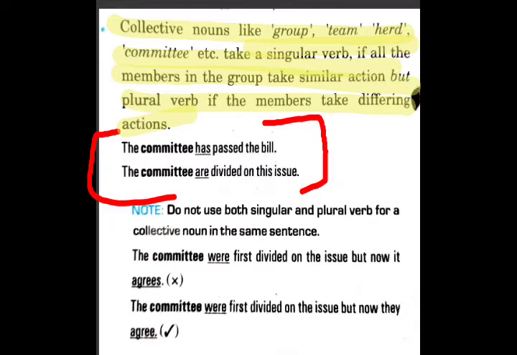For example, the committee has passed the bill, means all the members collectively took the same action. But the committee are different on the issue. So here different actions are there. So we have used plural verb.